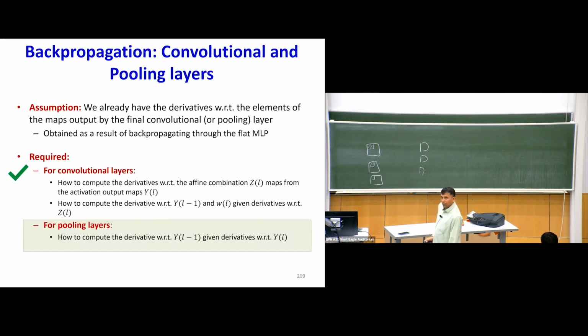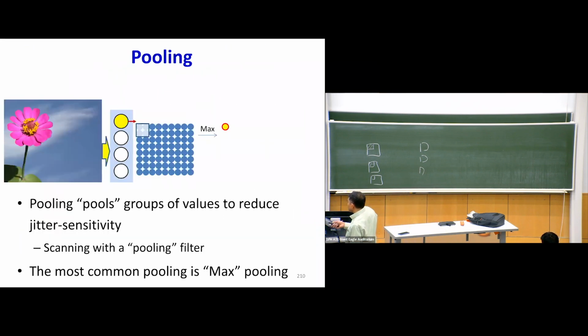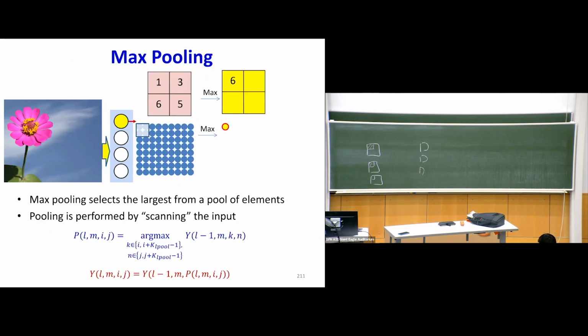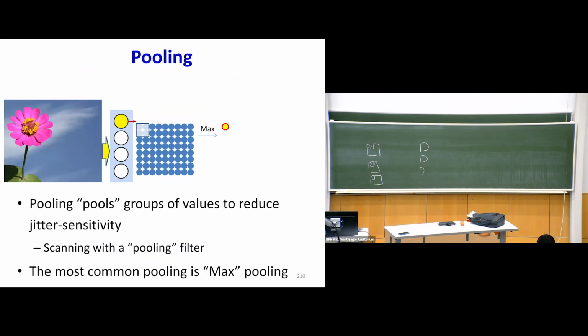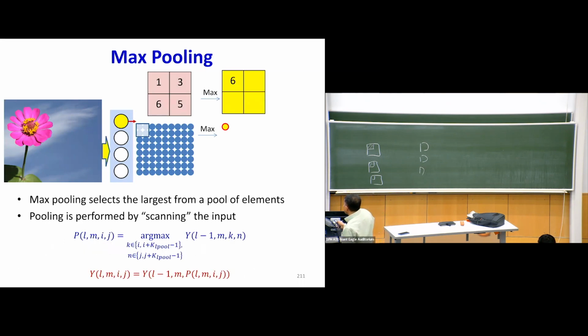So this is done. We are left with pooling layers. Now for pooling, we were trying to reduce jitter sensitivity. So we were performing a max operation, right? But when we performed a max operation, what did we do? We took the maximum element of all of these. So if I had the elements 1, 3, 6, 5, the output is going to be 6.